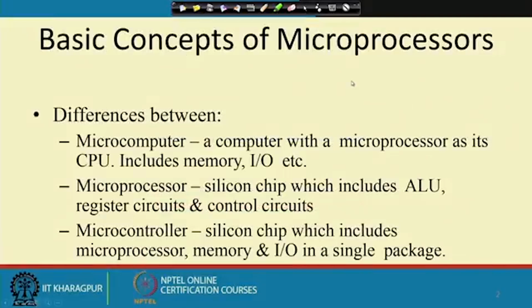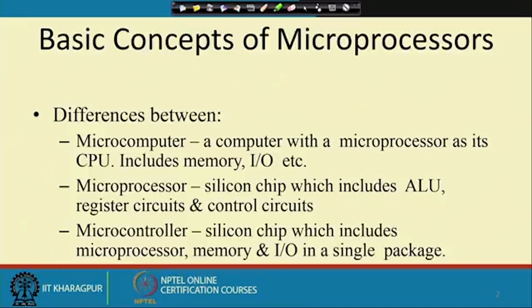So, what is a microprocessor? If we try to answer this question, we will try to differentiate between three terms: microcomputer, microprocessor and microcontroller. These terms many times come to our mind, and we also see them in the literature, and we should know the difference between them very clearly.